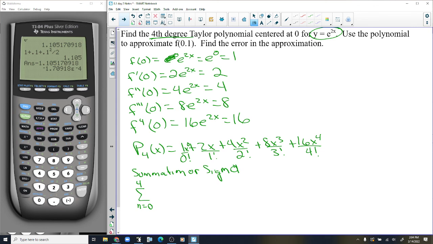So this is 2 to the n, because you have 2 to the 0, 2 to the 1, 2 squared, 2 to the third, 2 to the fourth. So 2 to the n. x to the n, 0, 1, 2, 3, 4. And that's what we're plugging in. n equals 0 to 4 means plug in 0, 1, 2, 3, 4 over n factorial.